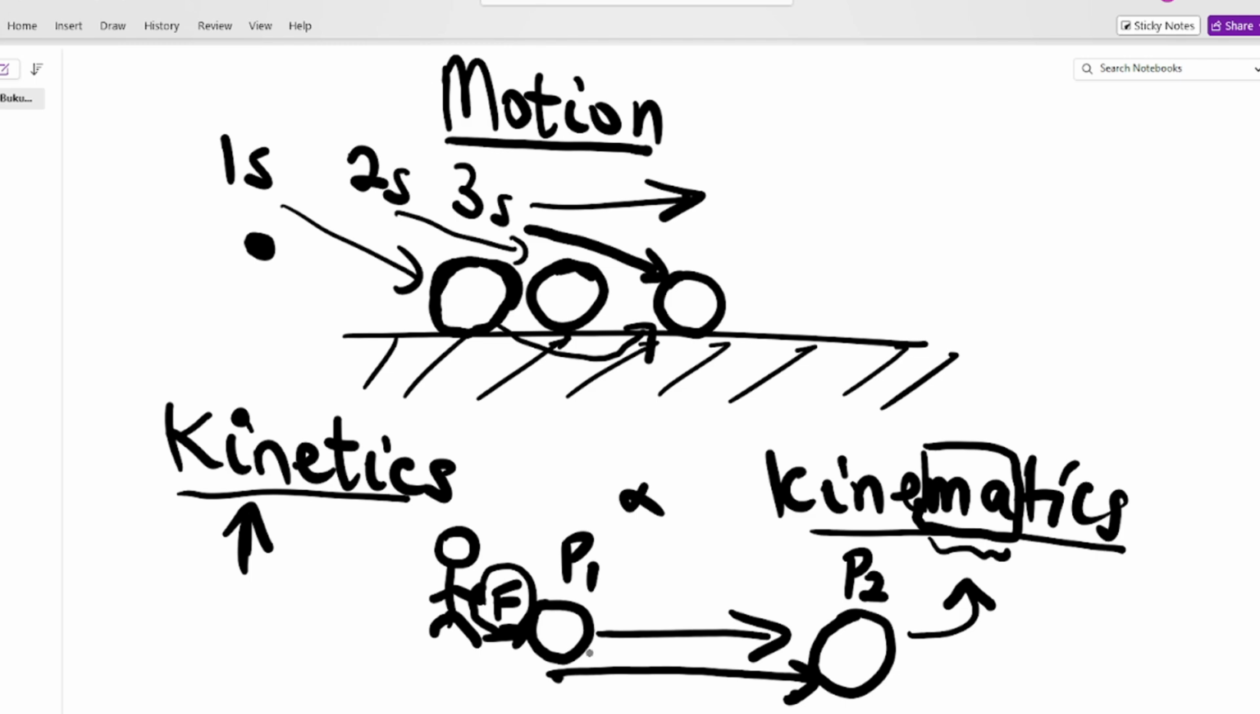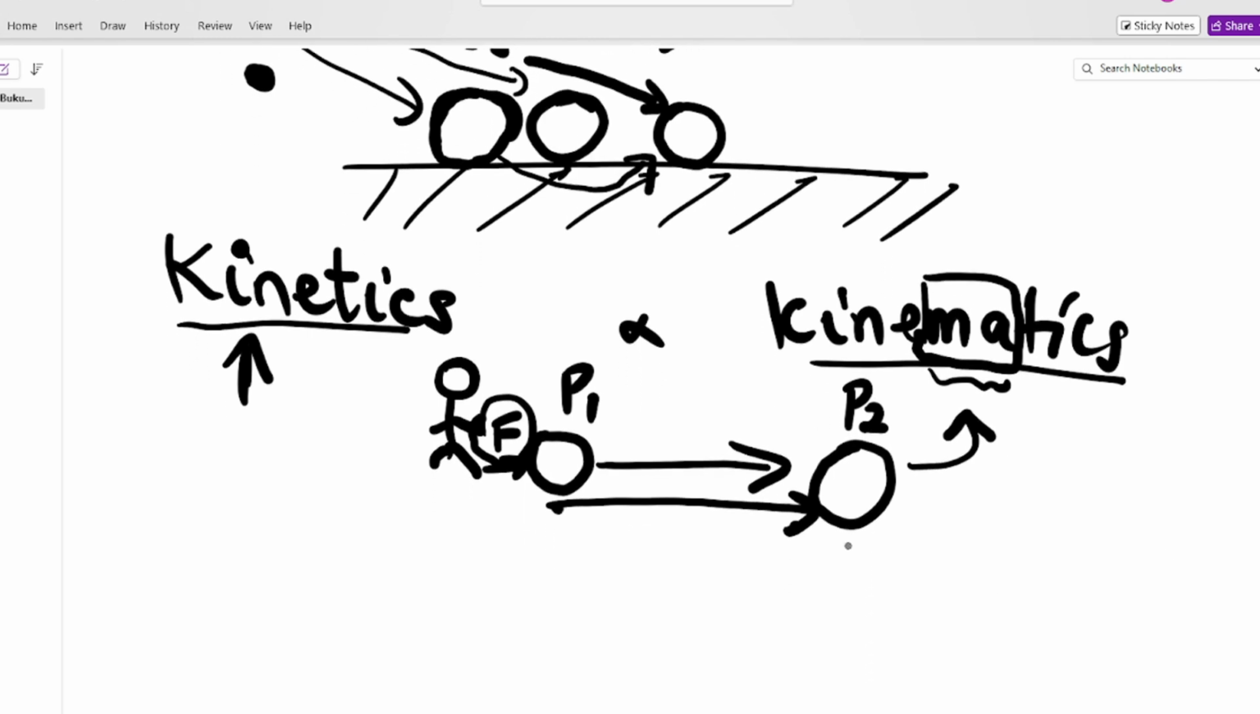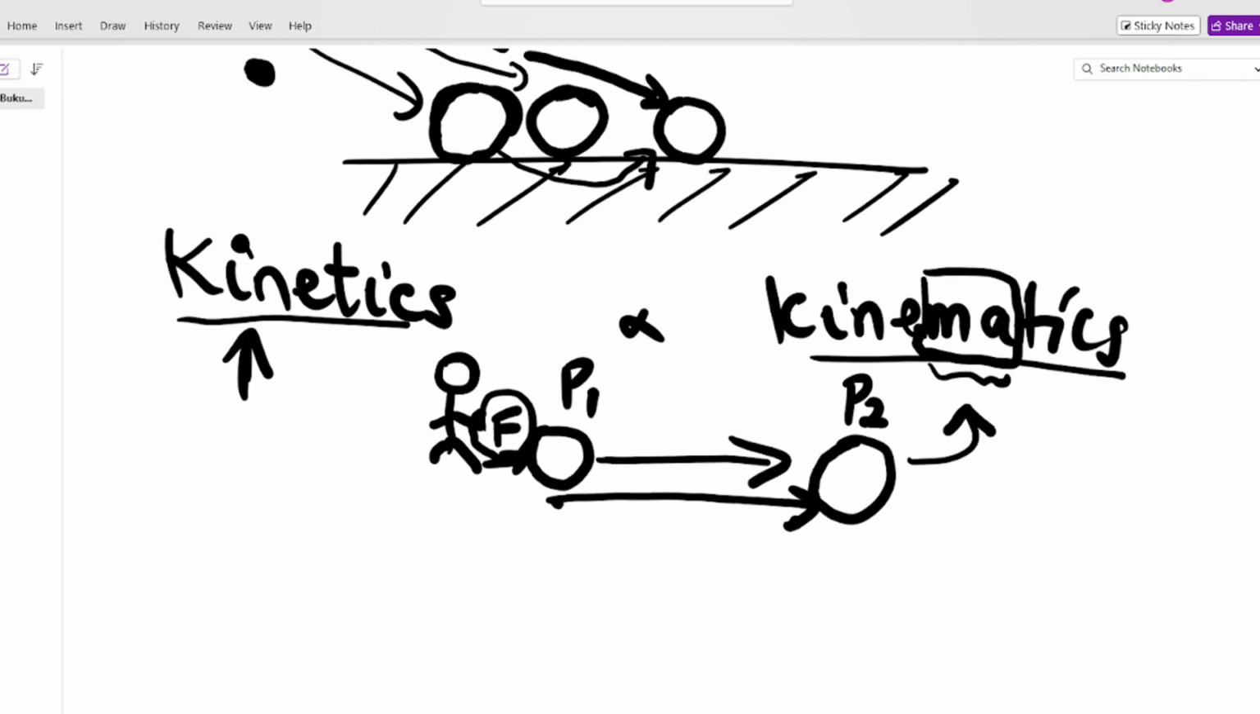If you are studying the motion and you are considering the force that caused the motion from one position to another, that is called kinetics. But if you are not considering the force, it becomes kinematics. So the study of the motion of a body without considering the external forces acting on it is called kinematics. The study that puts into consideration all the forces acting on it is basically kinetics. Are we okay so far?